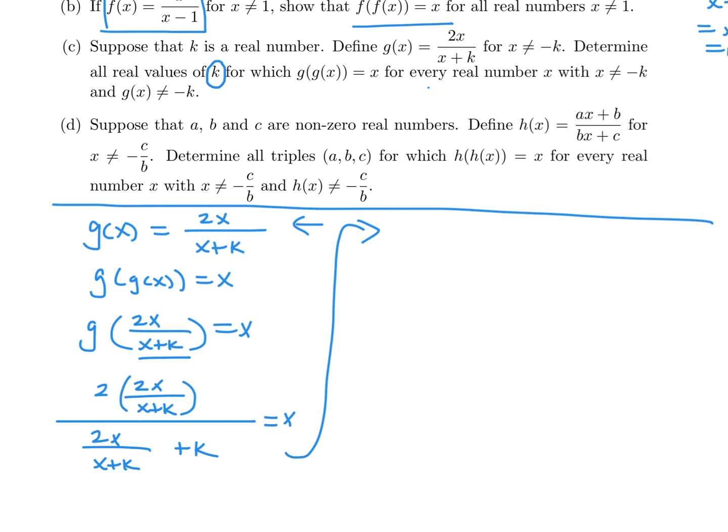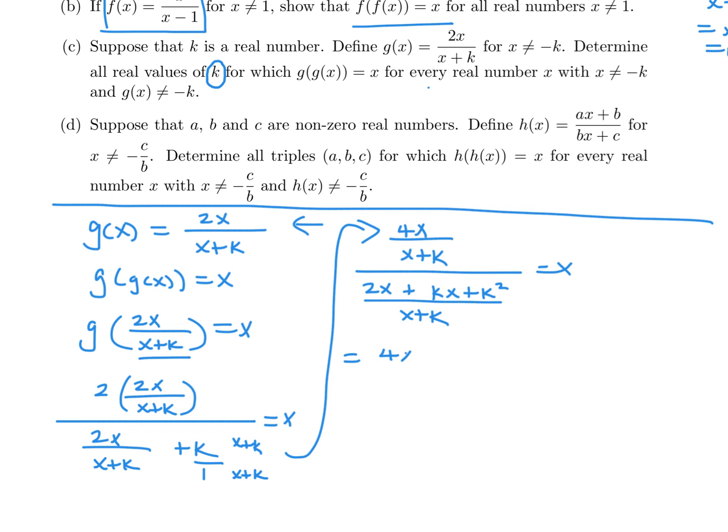Okay, let's move forward. So the top is going to be 4x over x plus k. And the bottom, we're going to have to multiply x plus k like that. So it's going to be 2x plus kx plus k squared all over x plus k. And then when you invert and multiply, these x plus k's go, and you guys know how to do that, so I'll just do it in one step. So it just becomes 4x over 2x plus kx plus k squared is equal to x.